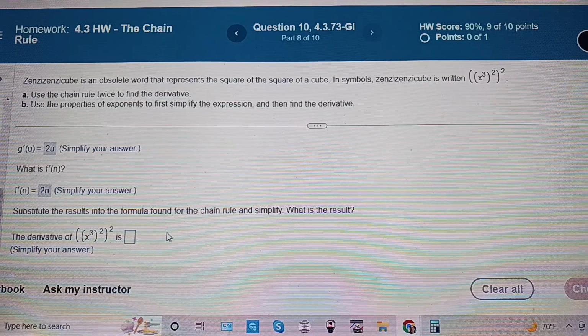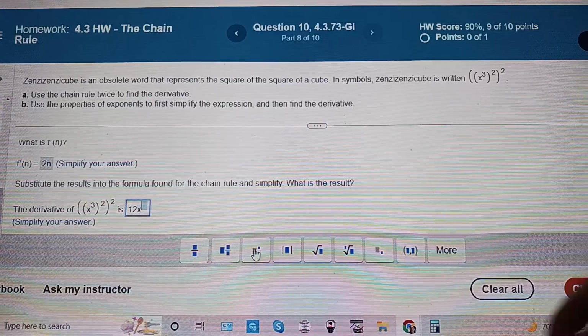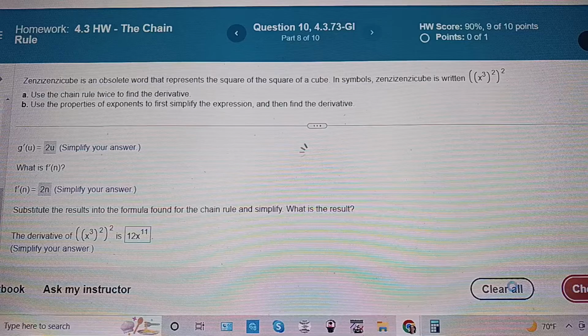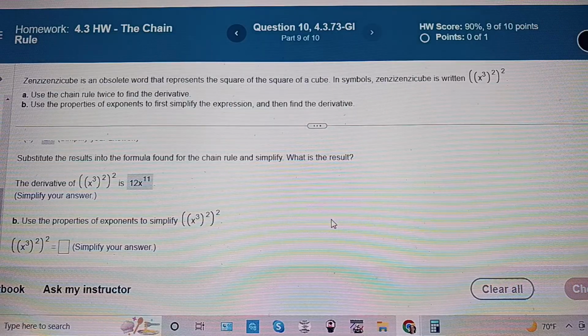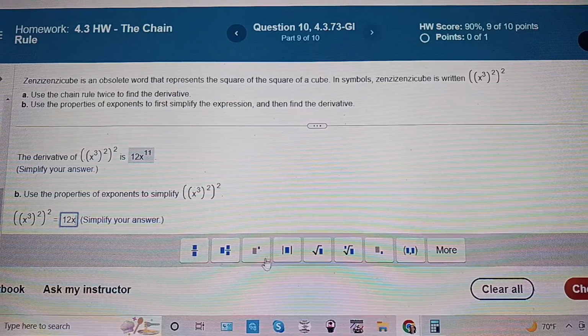So, okay, so what is the result? That should be our answer of 12x to the 11th. And we did it two different ways and confirmed it was the same answer both ways. And this is the same answer this way too, as it should be.